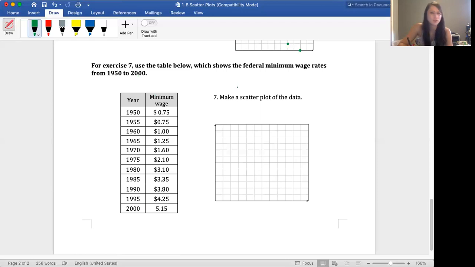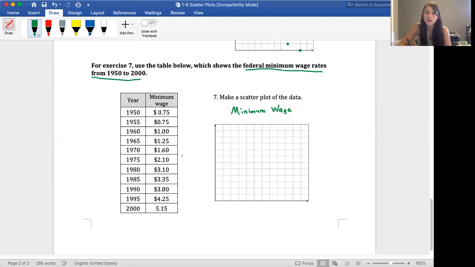So the first thing that you need to do is make a title. Every graph needs a title because every graph describes something, a relationship between two things. This talks about federal minimum wage rates. So we could just use this as the title, but that's pretty long, right? So I might just write minimum wage here as my title. So when someone sees this graph, they immediately know that this graph is about minimum wage.